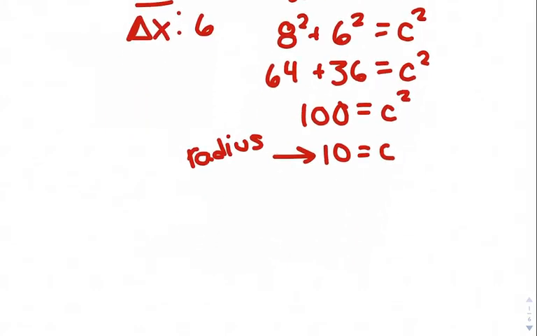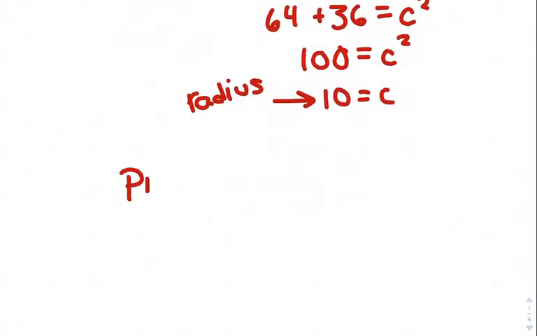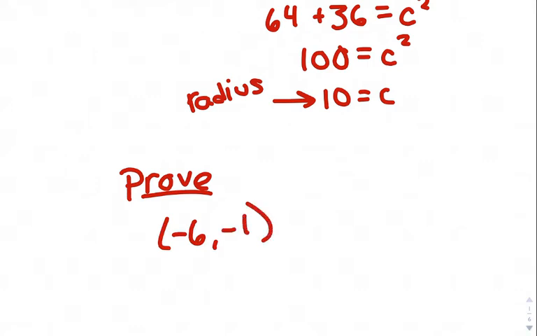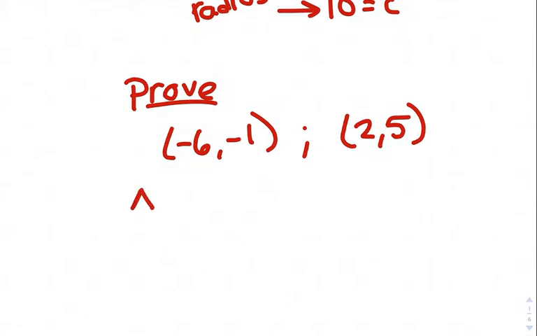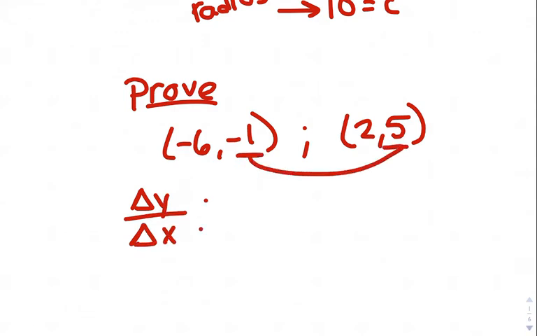So now what I have to do is prove that the point (-6, -1) is on the circle. So I use that point and then I always use the origin. So it's (2, 5). So now we look at our slope. -1 to 5 is +6. -6 to 2 is +8.